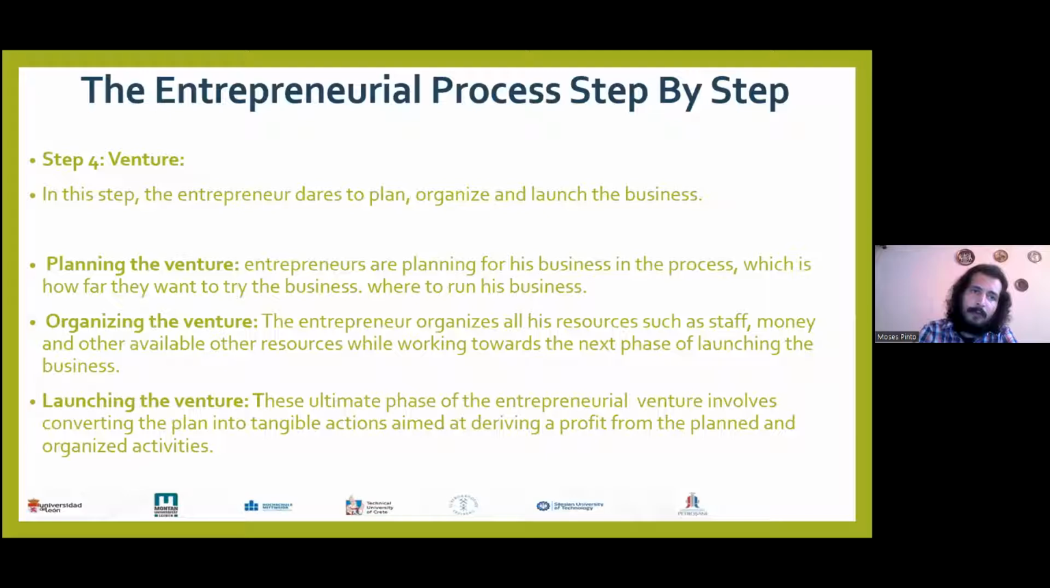Step four involves the venture. In this step, the entrepreneur dares to plan, organize, and launch the business. Now, this is a crucial step, and it leads to the culmination of the first three steps, and it also paves the way for the next steps.